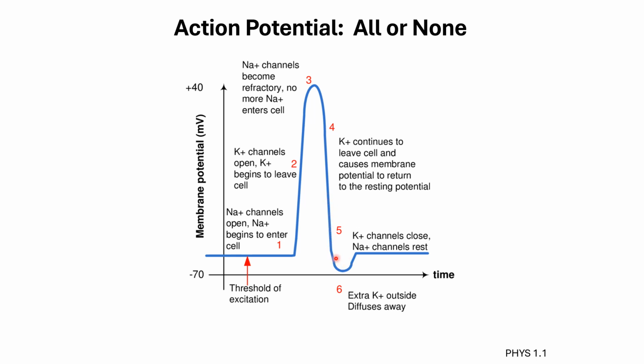What's this little dip? This little hyperpolarization happens because the potassium channels, even though they're closing, remember how they were slow to open? They're kind of slow to close as well. So we get a little bit too much potassium leaving than we intended according to where we want to go for our resting membrane potential. So we have a little bit extra potassium that leaves, but that's okay. That dip is normal. And then the sodium potassium pump is going to help us get back to our resting.